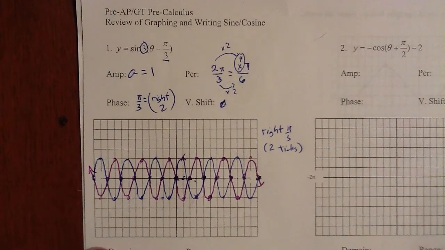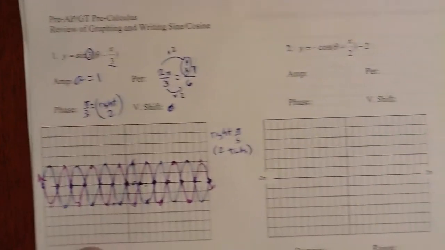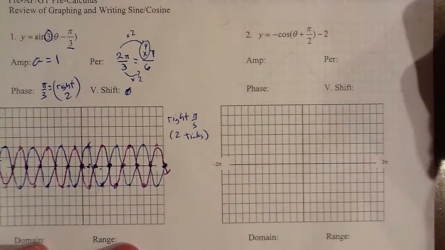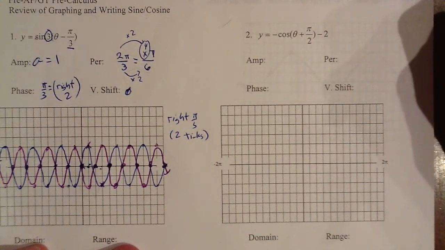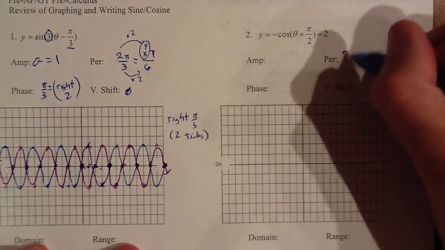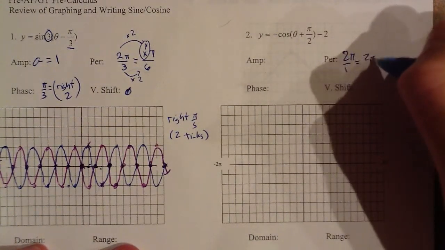Right. The next one we're going to graph is negative cosine of theta plus pi over 2, minus 2. Now, this has no period change, so we're okay. Our period is going to be 2 pi over 1, which is just 2 pi.